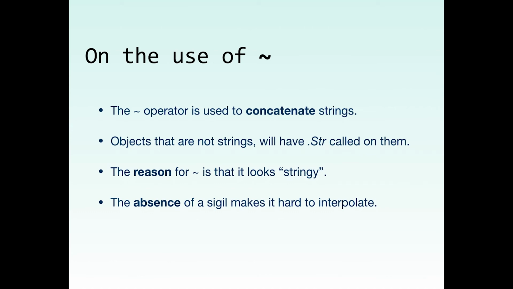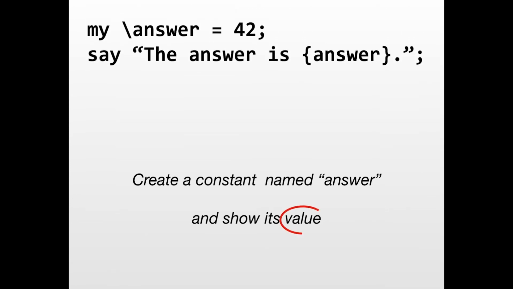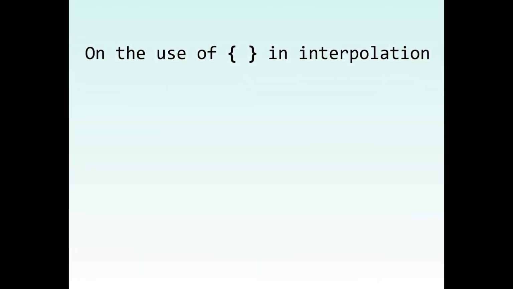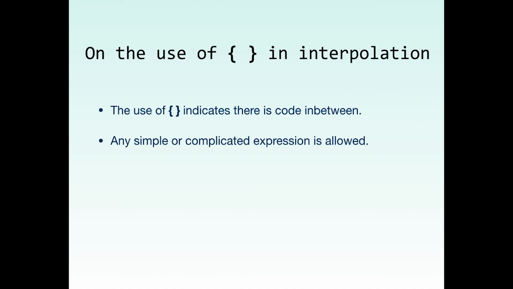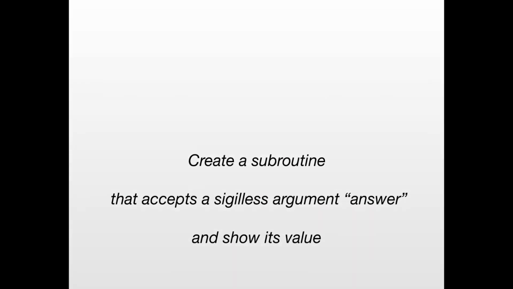So what if we want to actually create a constant named answer and show its value? Well, there's another way of doing that, and it's in a double quoted string by using the curlies. And again, that's how it looks. So you can actually use curlies in interpolation, and the use of a curly inside an interpolation indicates that there is code in between. Any simple or complicated expression is allowed in there. Even multi-line expressions are also allowed. And the last value of the expression that you have in there will be interpolated. So that's how you can do that without a sigil.